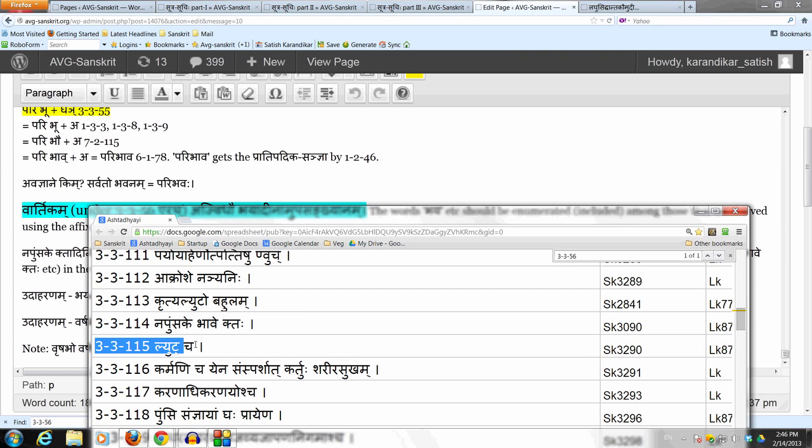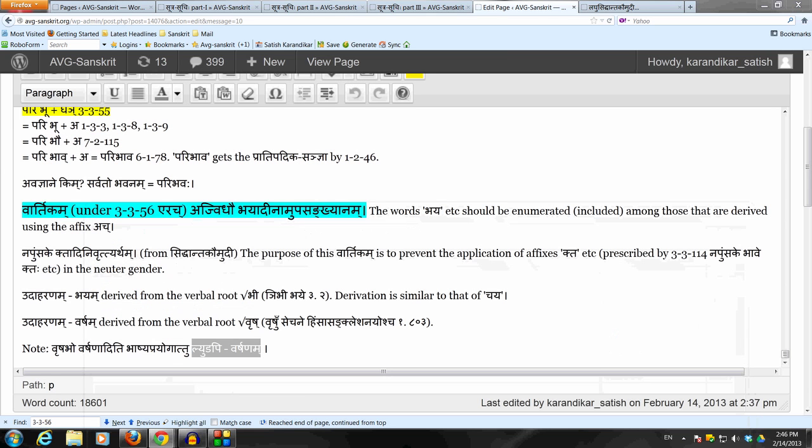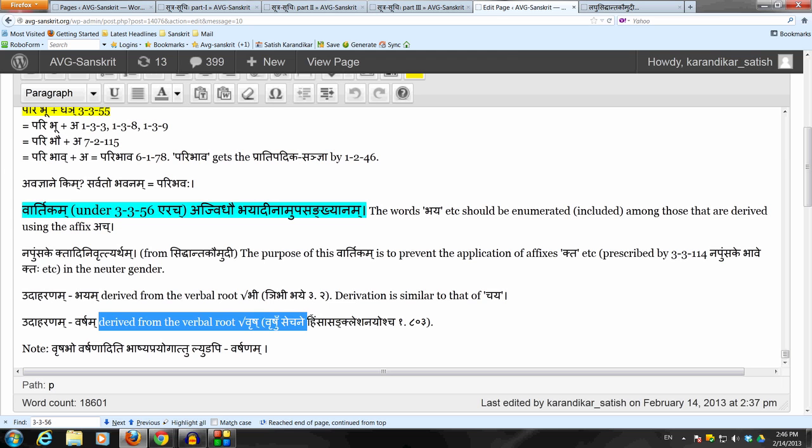So here in this particular case, both varsham as well as varshanam is allowed. Otherwise, this Vartikam would set aside the affixes kta and lyut, but bhashya prayoga pramanyat. On the authority of the prayoga in the bhashyam, the usage of varshanat in the bhashyam, we conclude that in this particular case we may have varshanam as well as varsham. So that is what is meant by vrishabho varshanaditi bhashya prayogattu lyudapi varshanam. This is derived from the verbal root vrish, which is vrishu sechane himsa sankleshanayoshcha in the bhvadi gana.